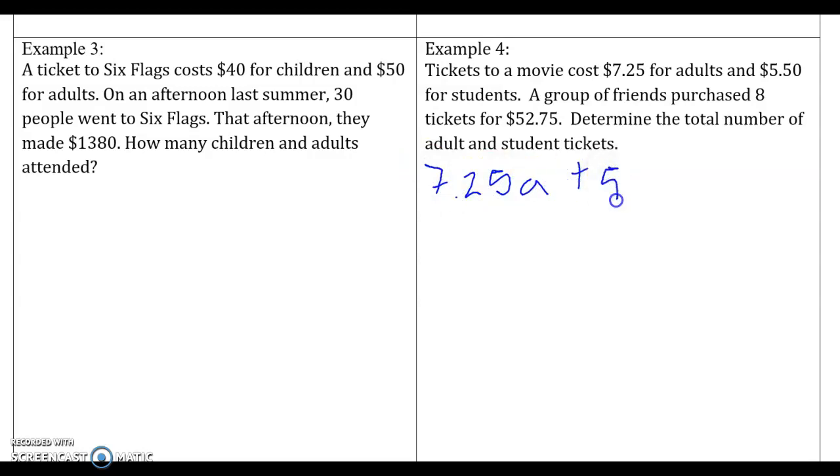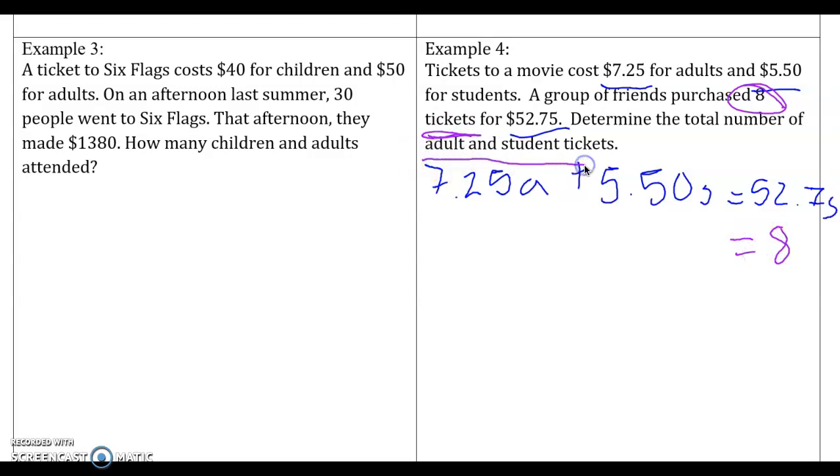7.25A plus 5.50S equals 52.75. Okay, so now our last equation is this 8. And we have to know, what is this 8 talking about? It's talking about a group of friends purchasing 8 tickets. Well, what kind of tickets can you purchase? You can purchase adult and student. So A plus S equals 8. You could just take whatever letters you used in the first equation, put a plus sign, and that's it. Okay, so now we can go ahead and solve this real quick.